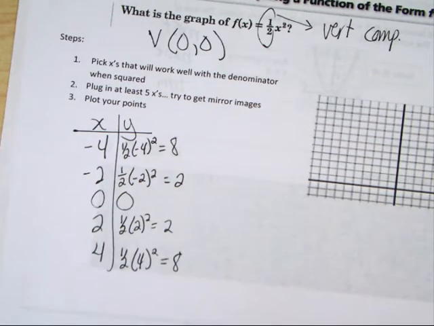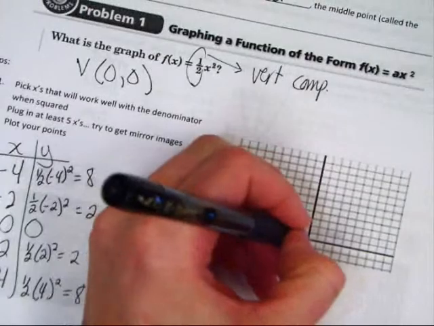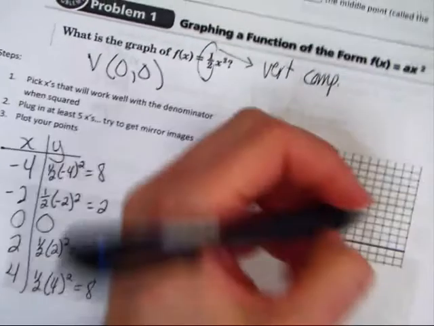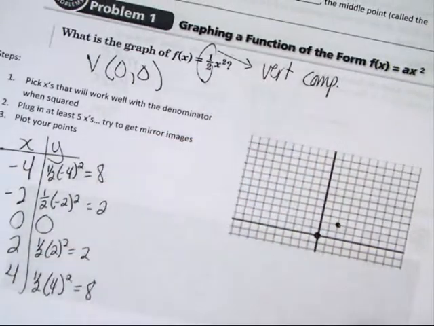Now I plot my points on my graph. So 0, 0 should be in the middle. I kind of like to plot that one first. Over 2, up 2, and over 4, up 8.